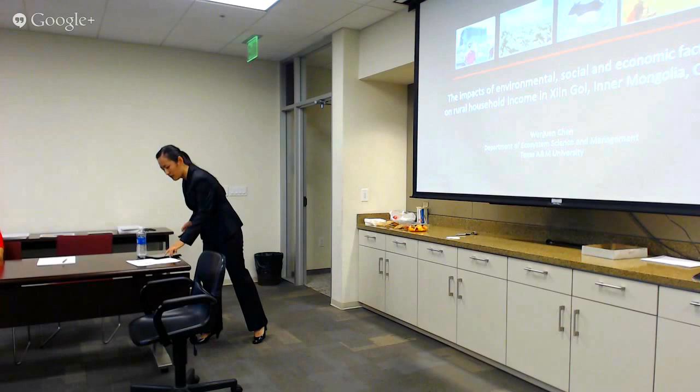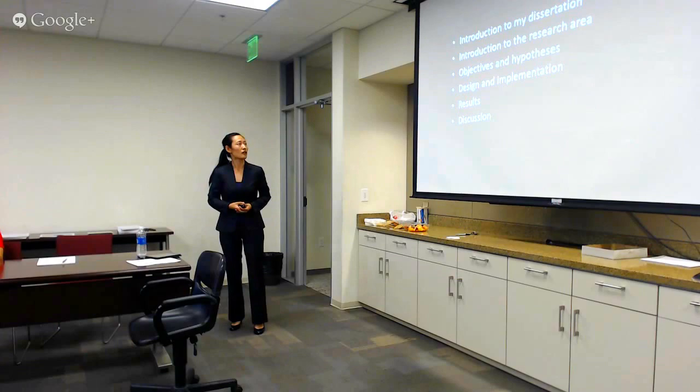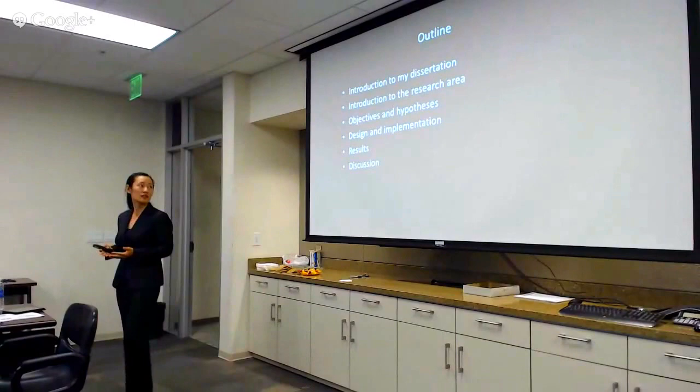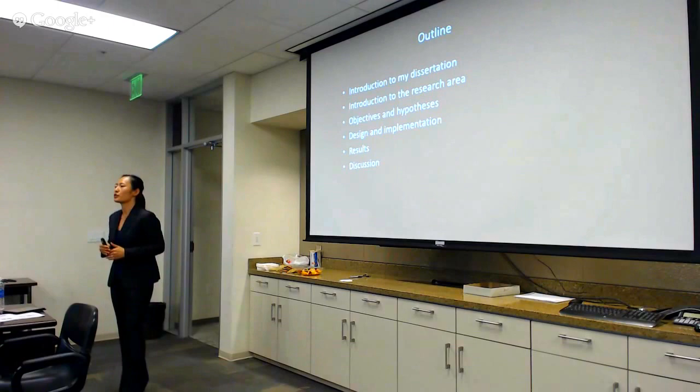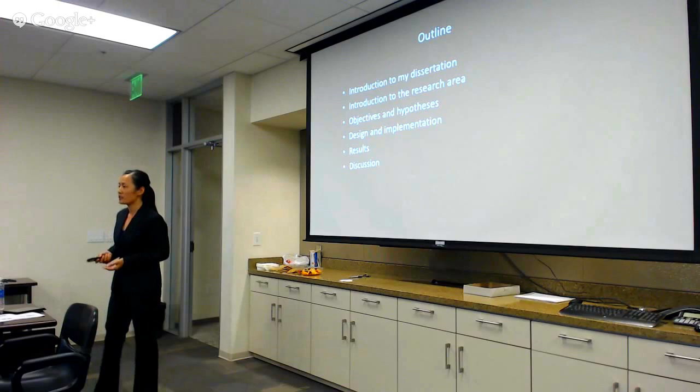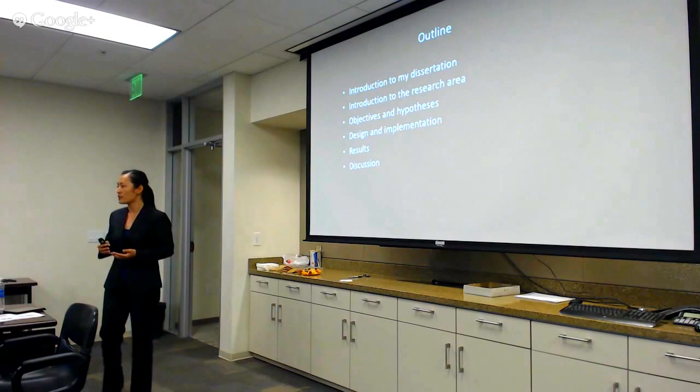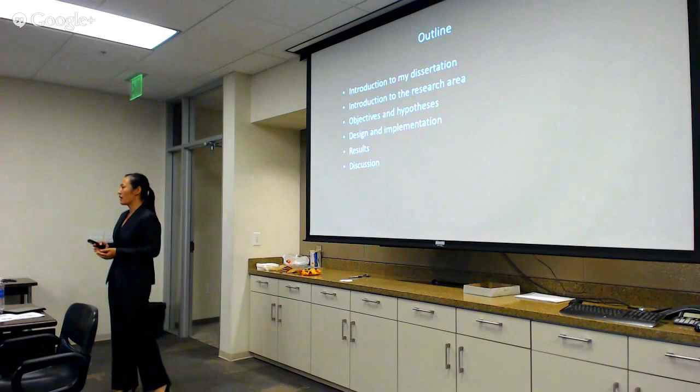So just to give you a little bit of outline. First of all, I'm going to give you a brief introduction of my dissertation. And then we're going to narrow it down to the article that we're going to talk about: introduction to the research area, research objectives, hypothesis, and then how I designed and implemented my research. At last, I will briefly present the results and a short discussion.